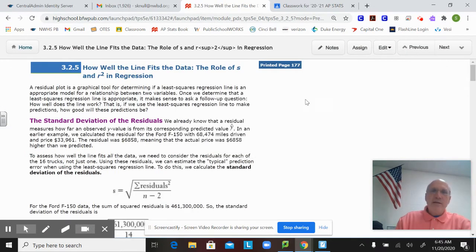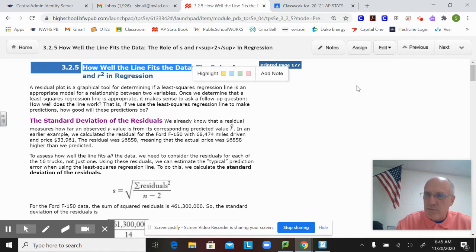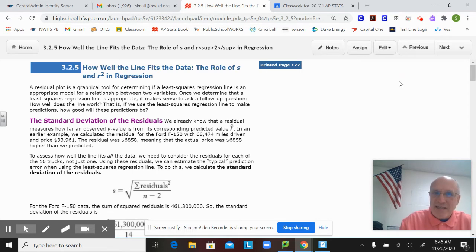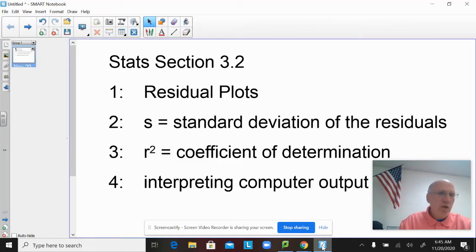Now, we're still talking about how well the line fits the data. And we kind of answered that question with the residual plot, which answered the question, is a linear model appropriate? But as far as how well the linear model fits, there are 2 other statistics that you have to be able to identify and interpret. One is called S, which is the standard deviation of the residuals. And one is called R squared, which is the coefficient of determination.